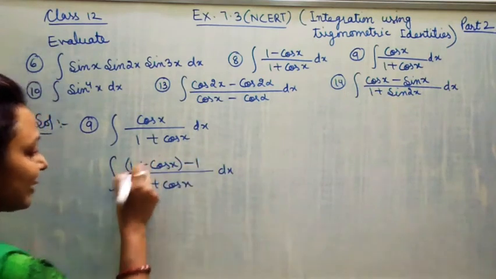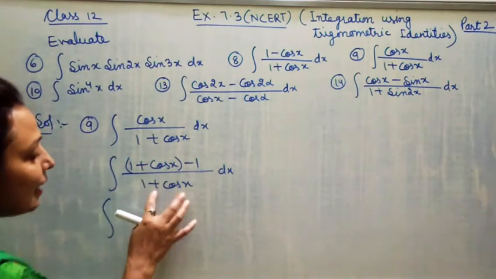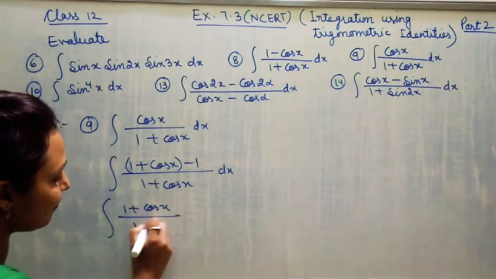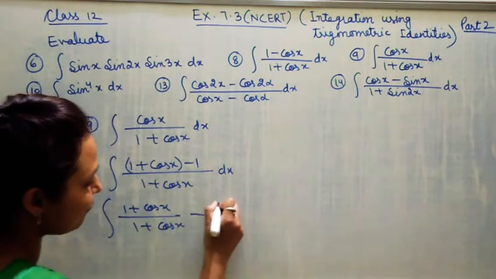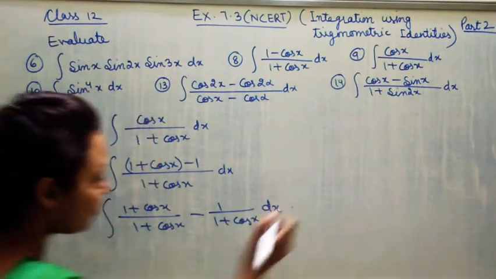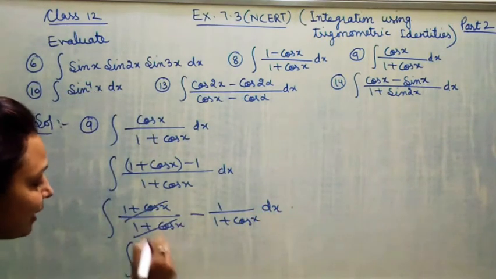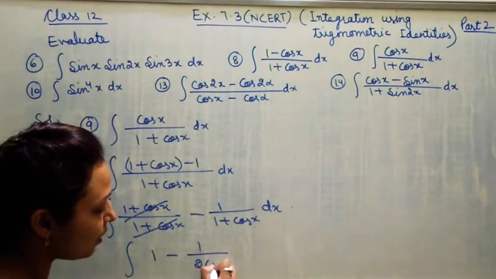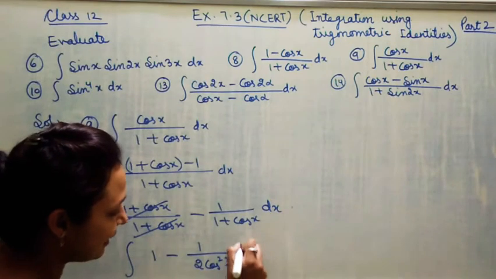Okay, so I will take it into the bracket. When it comes down to this, 1 plus cos x upon 1 plus cos x, minus 1 upon 1 plus cos x dx, right? So what is the next step? The first term will cancel, 1 minus 1 upon. I will apply the formula, 2 cos square x by 2 dx, right?